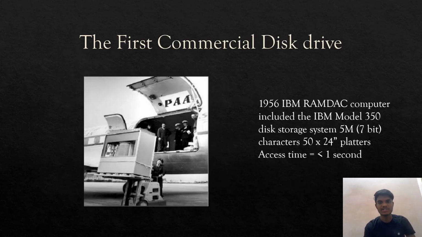Next, the first commercial disk drive. In 1956, the IBM RAMAC computer included the IBM Model 350 disk storage system: 5M characters, 50 platters of 24 inches, with access time less than or equal to 1 second.